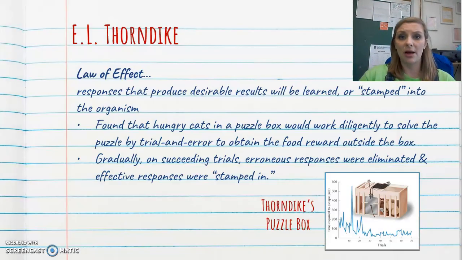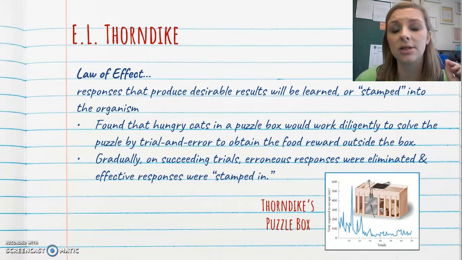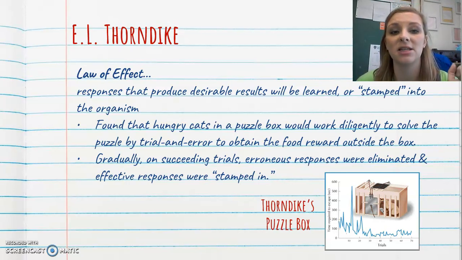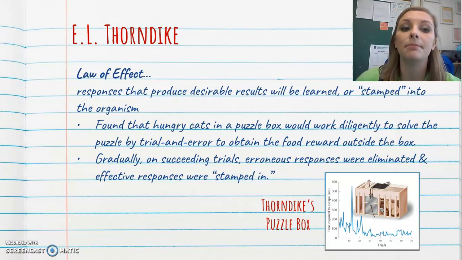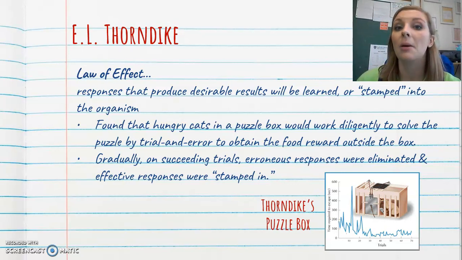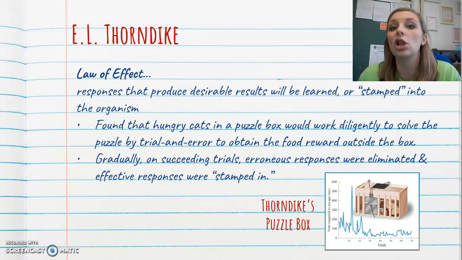First, we need to talk about some of the people that are involved in this. Thorndike is the first. Thorndike came up with the law of effect. The law of effect is the idea that responses that produce desirable results will be learned. Basically, when you do something and then you get something you like, you're going to learn to do that thing over and over again.